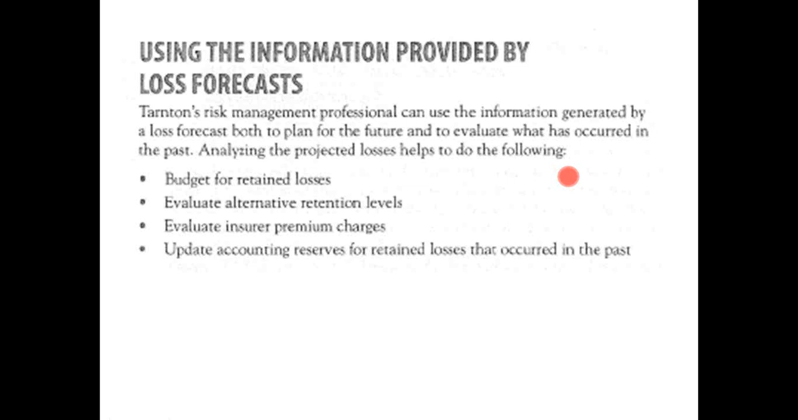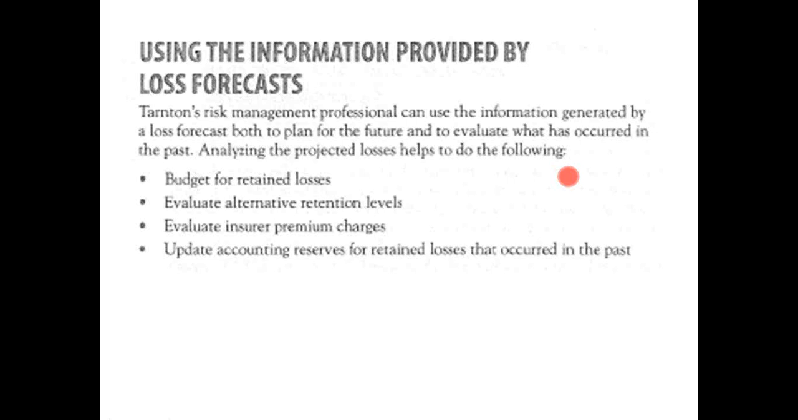We can also evaluate alternative retention levels. We can make a determination of whether we should go to a $500,000 self-insured retention or $1 million. But that's going to be predicated on what the marketplace is, whether insurance rates are hard or soft, and what income we have from the revenue. So those have to be part of the consideration. It's not just, hey, we can retain those. We have to determine whether transferring risk or buying the lower deductible coverage makes sense for us.